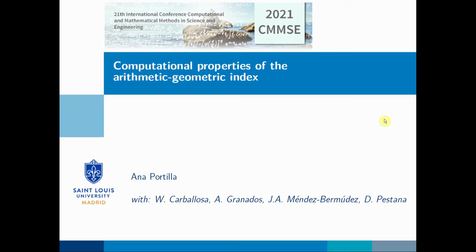Hello. The paper presented in this lecture is the result of a joint work with the professors Carballosa, Granados, Mendez Bermudez, and Pestana. I'm going to speak about some topological indices, which are a tool that maths offer to measure, or even better, predict some chemical or biological properties of chemical compounds. And I'm going to focus especially on one of them, the arithmetic geometric index.